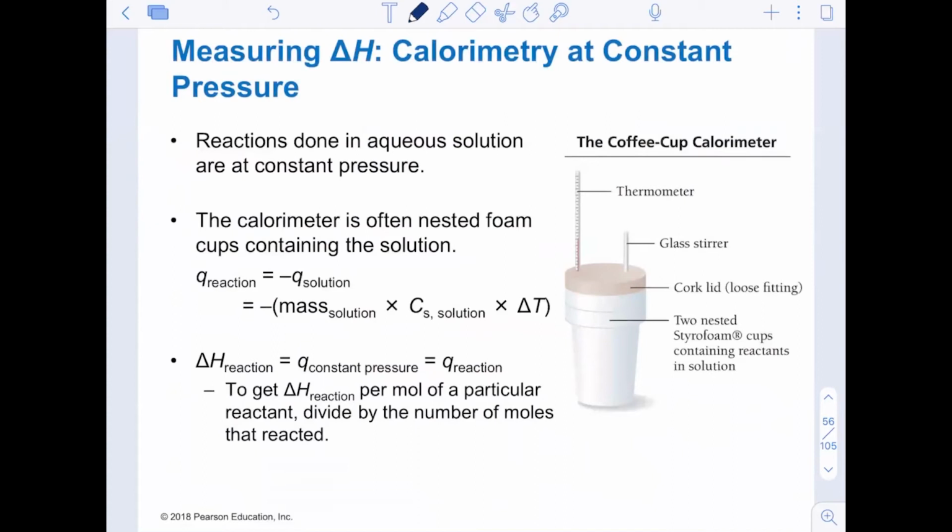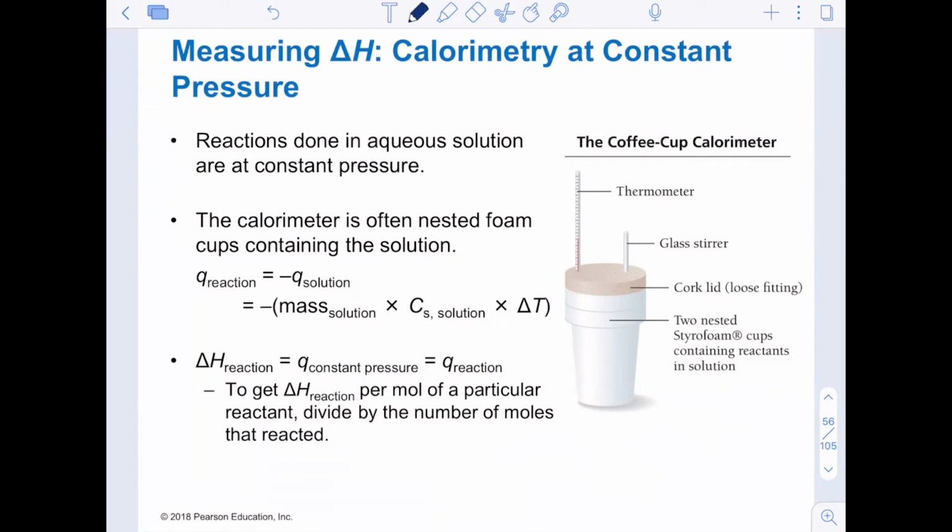Measuring delta H, calorimetry at constant pressure. Reactions are going to be done in an aqueous solution, so typically in water. The calorimeter is often used in a styrofoam cup. Why do we use styrofoam?